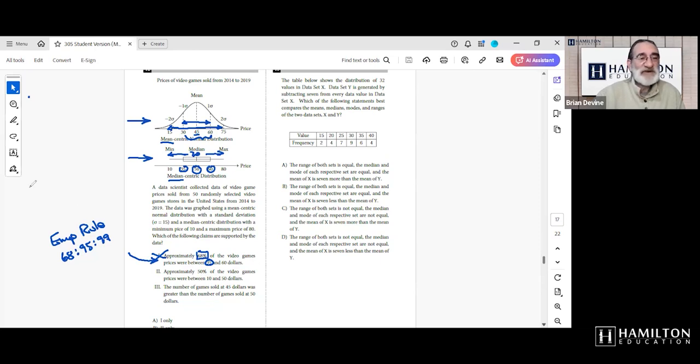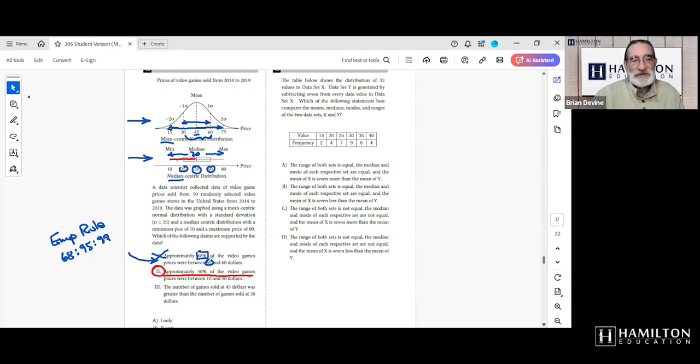Well, that is true because on a box and whisker plot, half of the data is lower than the median and half of the data is higher than the median. And so approximately 50%, according to the box and whisker plot, is between 10, the bottom of the range, and 50, the median. 2 is true.